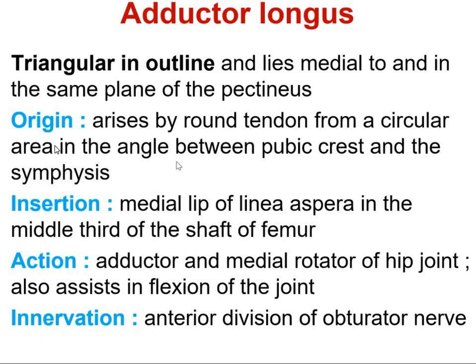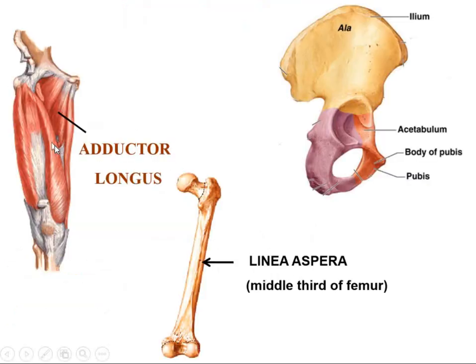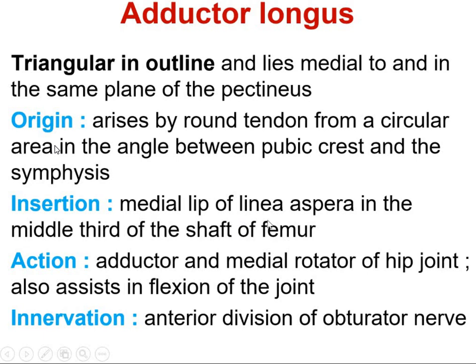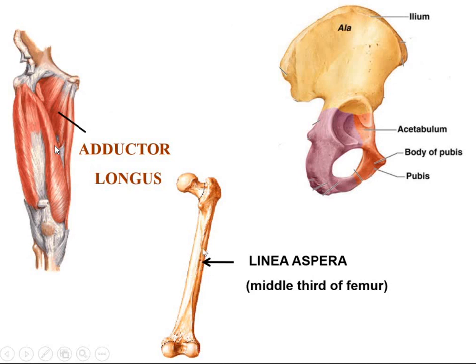Okay. If you see, this is your adductor longus muscle, just lies beneath the pectineus muscle. This was your pectineus muscle, and this is your adductor longus muscle. Okay. So insertion: medial lip of linea aspera in the middle third of shaft of femur. Okay. So linea aspera in the middle aspect, it is inserted.